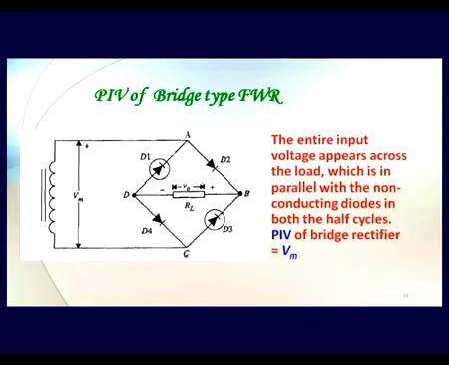PIV of this bridge type full wave rectifier is quite simple, because these two D1 and D3 are in parallel vis-a-vis RL, because D2 and D4, if they are conducting, then almost their resistance is 0, so they are almost a short. So D and C points are together, A and B points are together. So whatever is the voltage across the secondary, Vm, is going to appear across the load, and so also across D1 and D3 simultaneously. So both D1, D3 will have to sustain Vm as the peak inverse voltage across them. So the peak inverse voltage is now half of what it was for the full wave rectifier with center tap.